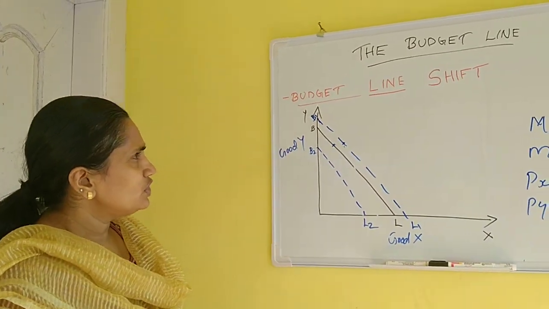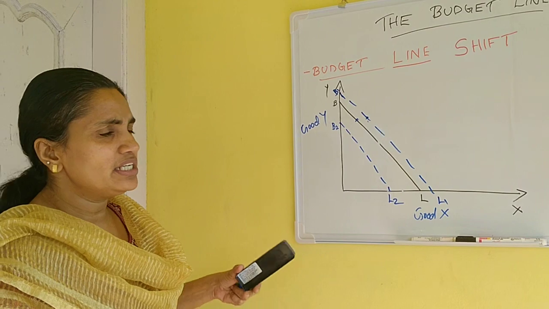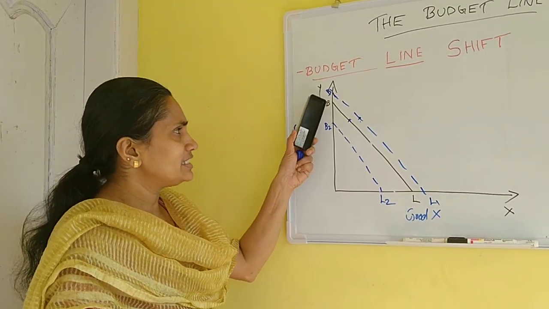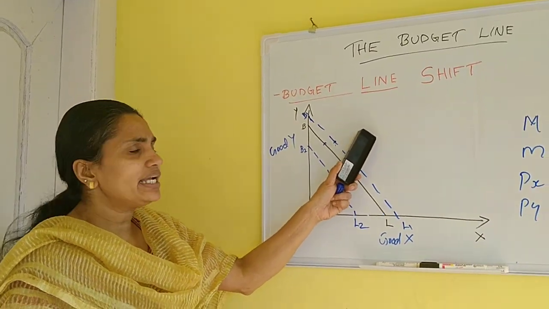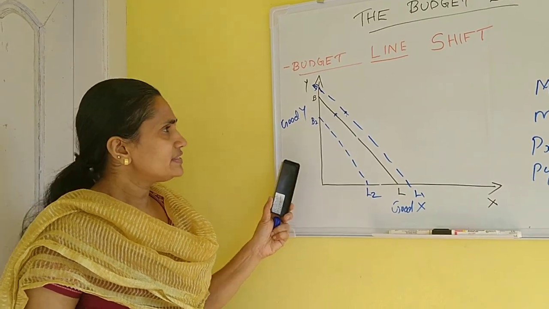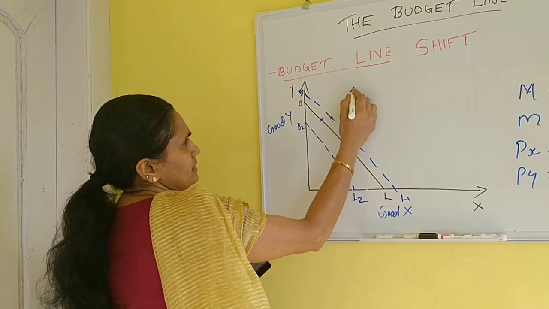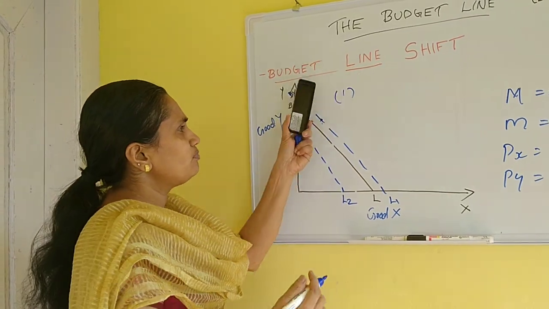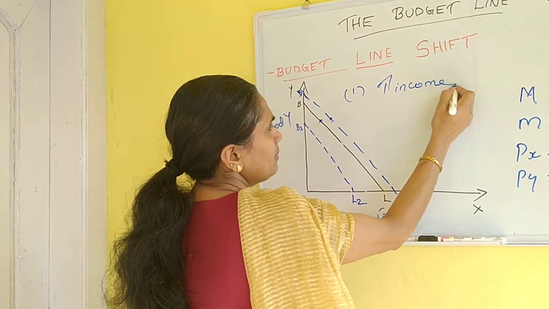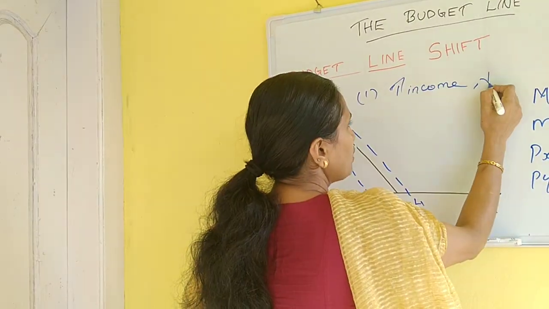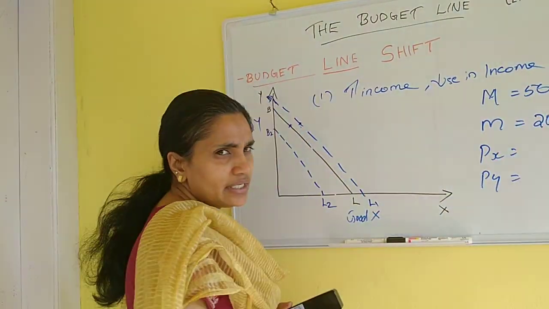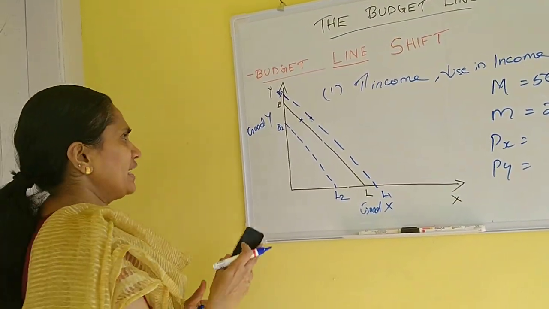So when we think about the shift of the budget line when the consumer's income increases or decreases, we know that when income increases, the budget line shifts upward, and when income decreases, the budget line shifts downward. This is the first case of shift of budget line, that is, an increase or decrease in the income of the consumer. I hope you understood this. Then we can move to the next case.